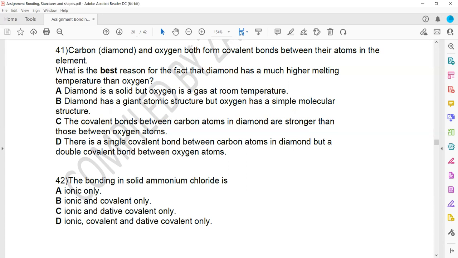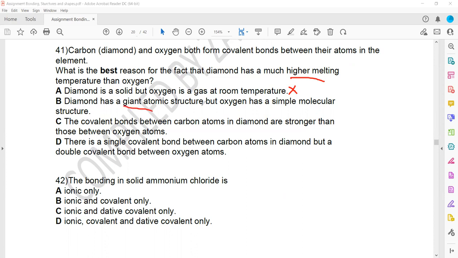The carbon, which is a diamond, and oxygen both form a covalent bond between their atoms. What is the best reason for the fact that diamond has a much higher melting temperature compared to that of oxygen? So what might be a reason? Diamond is a solid, but oxygen is a gas at room temperature, but that is not giving any idea about their bonding, because the type of the bonding interaction will decide the melting and boiling point.